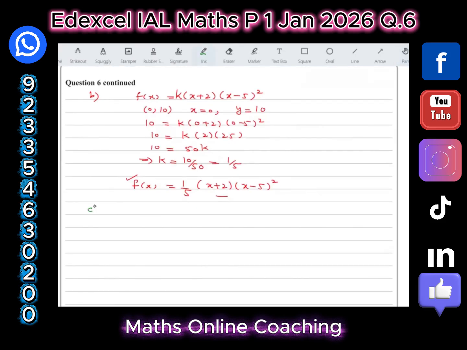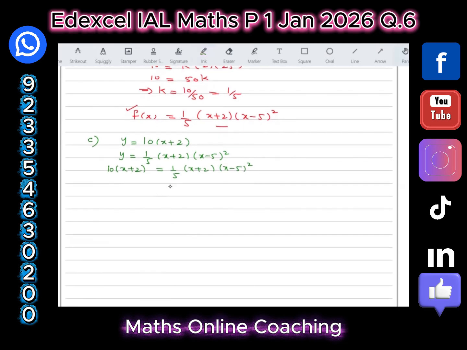In part C, it is given that y is equal to 10 times (x + 2). The equation of the line is cutting the curve, which is y is equal to 1 by 5 (x + 2)(x - 5) whole squared. And we have to calculate the x coordinates of the points of intersection. As we know, the point of intersection is the common point between the line and the curve. So comparing these two equations, we have 10(x + 2) is equal to 1 by 5 (x + 2) multiplied by (x - 5) whole squared.